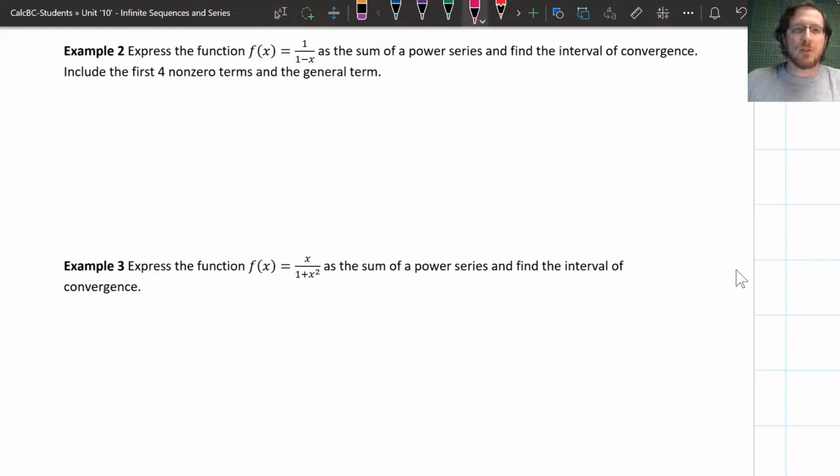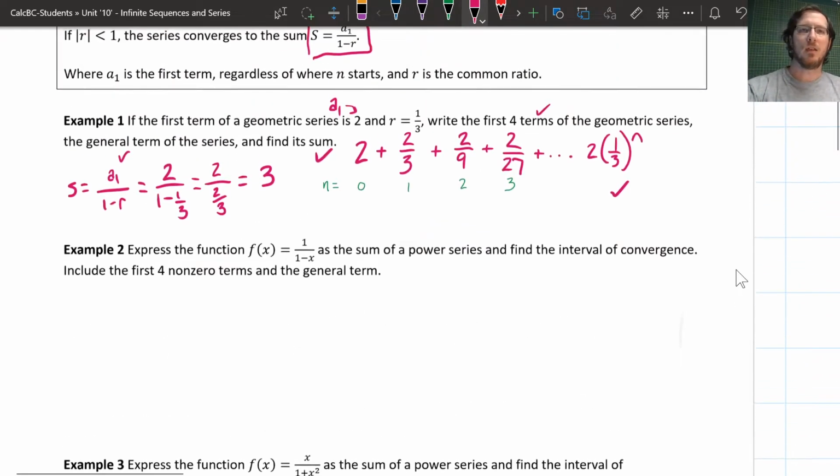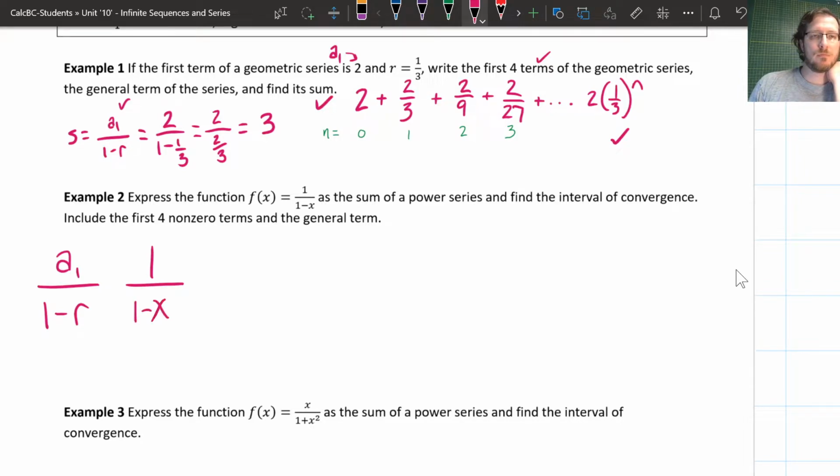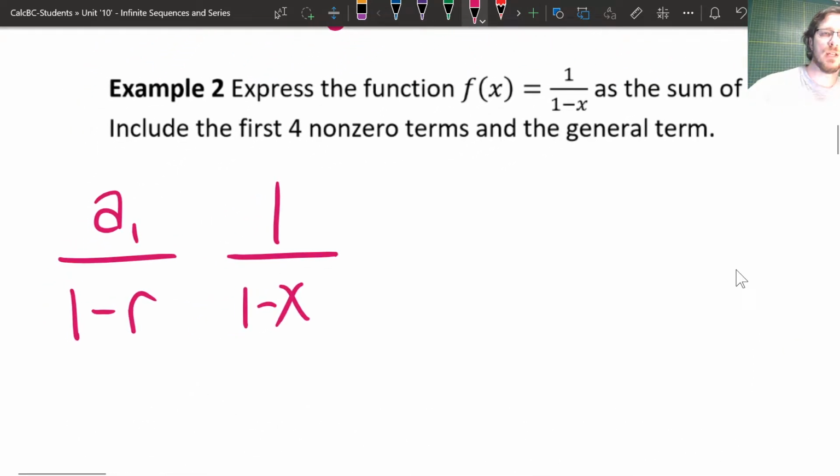Okay, so they give us a function here. They don't give us an initial term and an r value like in the last one, and they ask us to write it as the sum of a power series. So what we want to do is compare this to the sum of a power series. So let's copy this down. We've got our first term over 1 minus r, and notice how this function has a similar feel to that sum expression. So we want to focus and hone in on that.